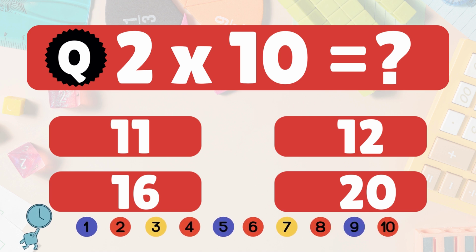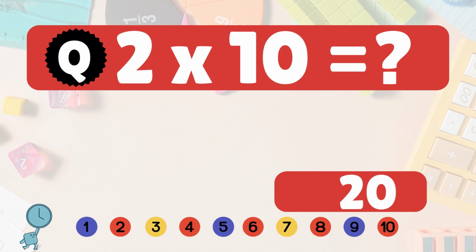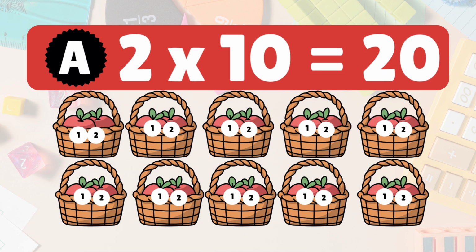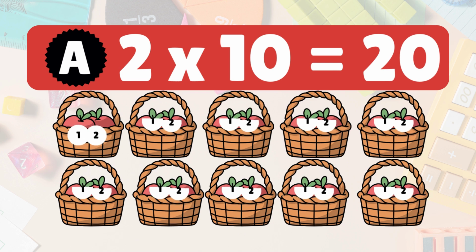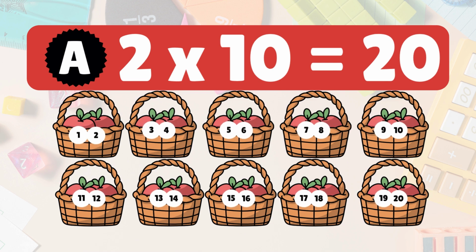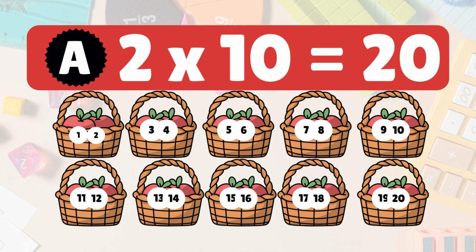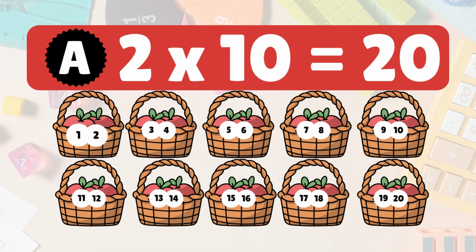2 times 10 is 20. Here we have 10 groups of 2 apples each. Let's count them all. 1, 2, 3, 4, 5, 6, 7, 8, 9, 10, 11, 12, 13, 14, 15, 16, 17, 18, 19, 20. So, 2 times 10 is 20 apples.